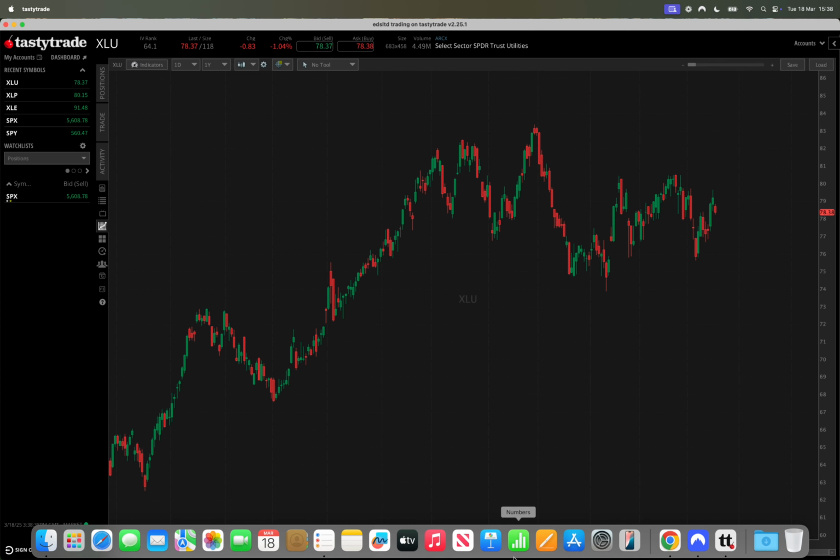But once you have found something, you also want to make sure that the IV rank of that particular underlying is over 30, and you also want to make sure that there are no earnings events for that underlying over the next 45 days or so. This is an ETF, so we don't need to worry about earnings events.